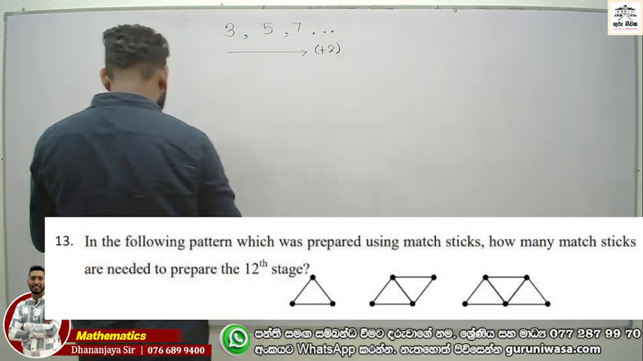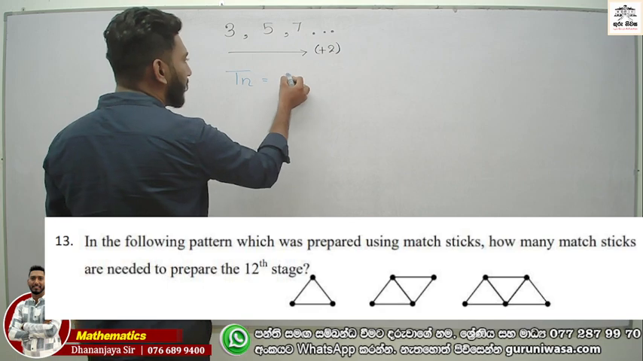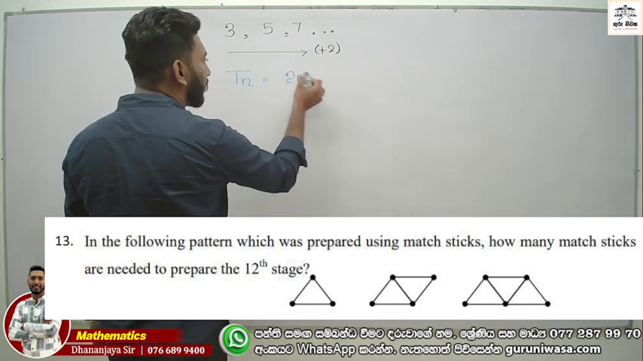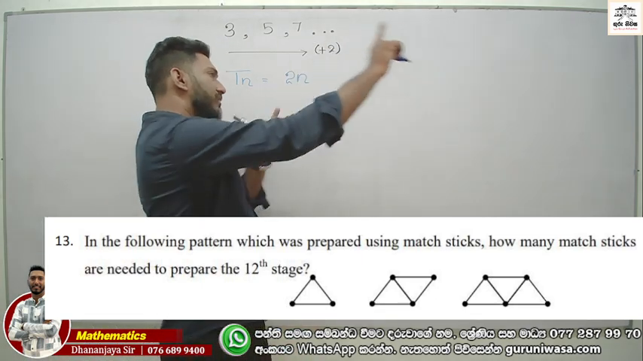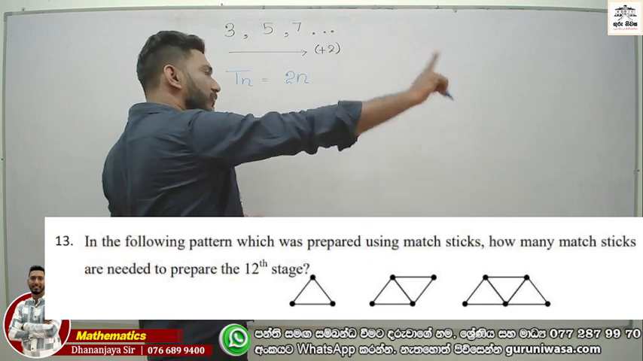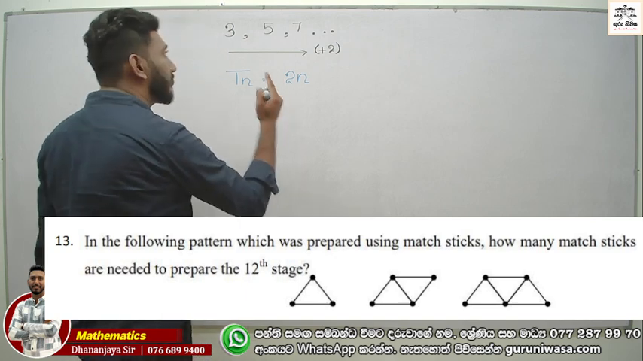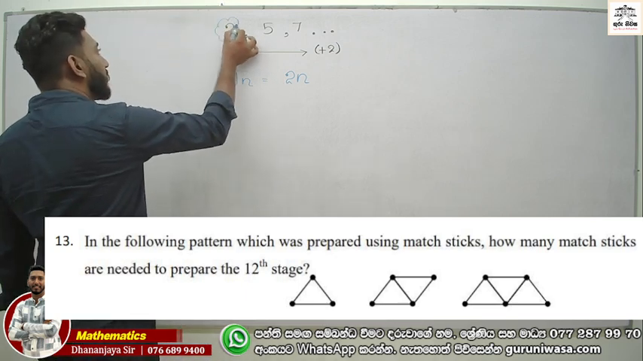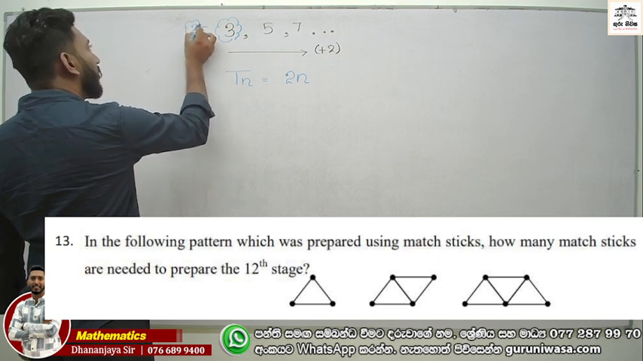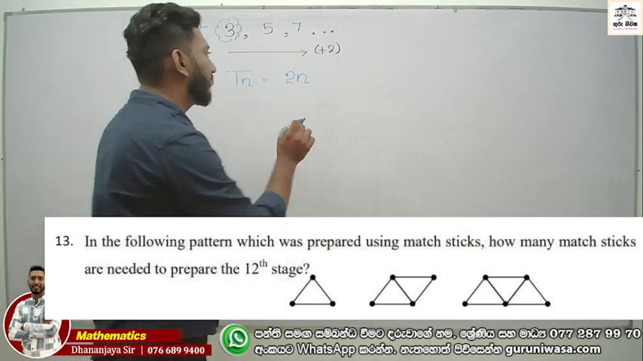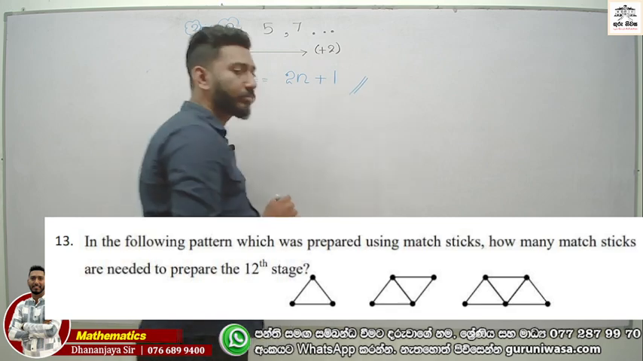Therefore, the general term should start with 2n. As well as this is an increasing type, increased by 2 by 2, then you need to subtract 2 from the first term. Then the first term is 3, you need to subtract 2 from it. Then the answer is 1. 2n plus 1. This is the general term.